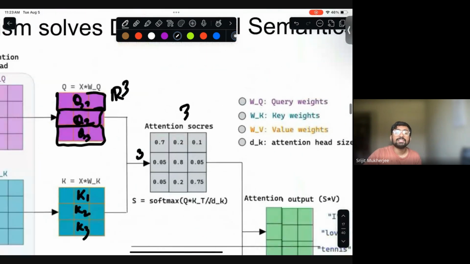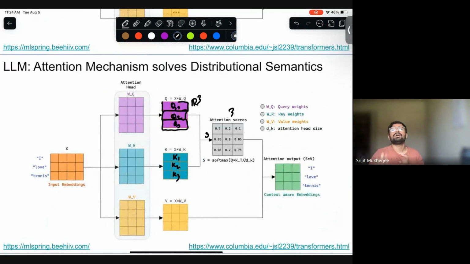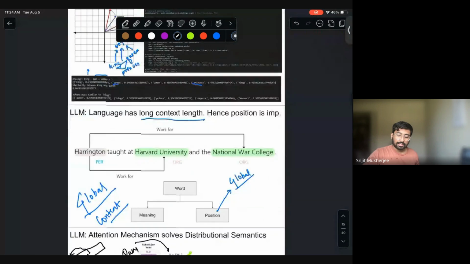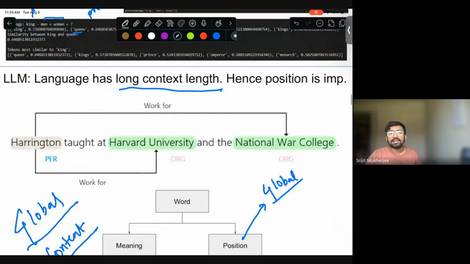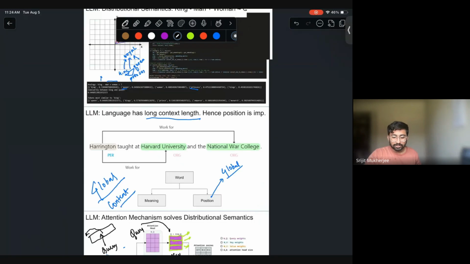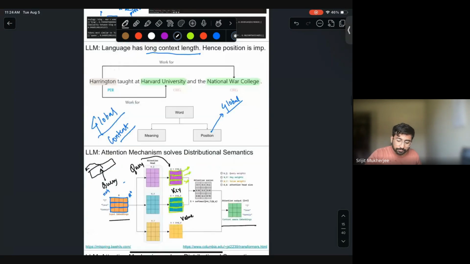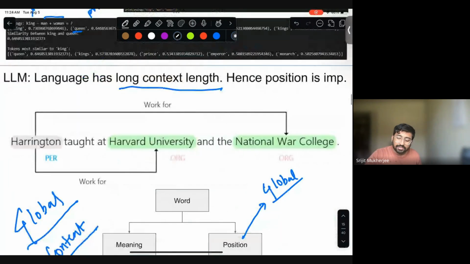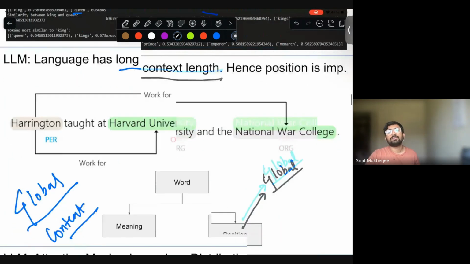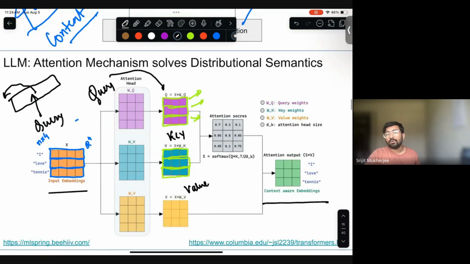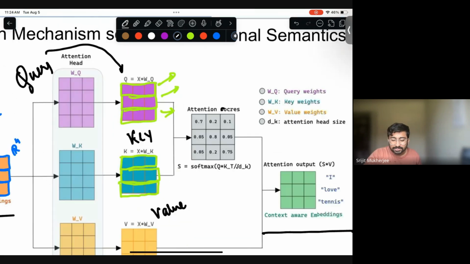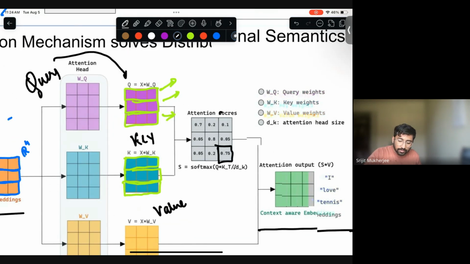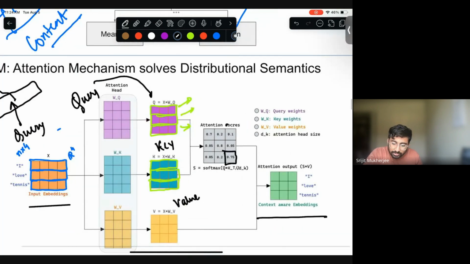It's the attention score. That means the attention between each pair of words. Why? Because each pair of words may have a relationship. We don't know where the relationship lies, right? So in this attention map, let's say Harrington will have high relationship with Harvard University and National War College, let's say. If there are words with high relationship, let's say this one, not this one.